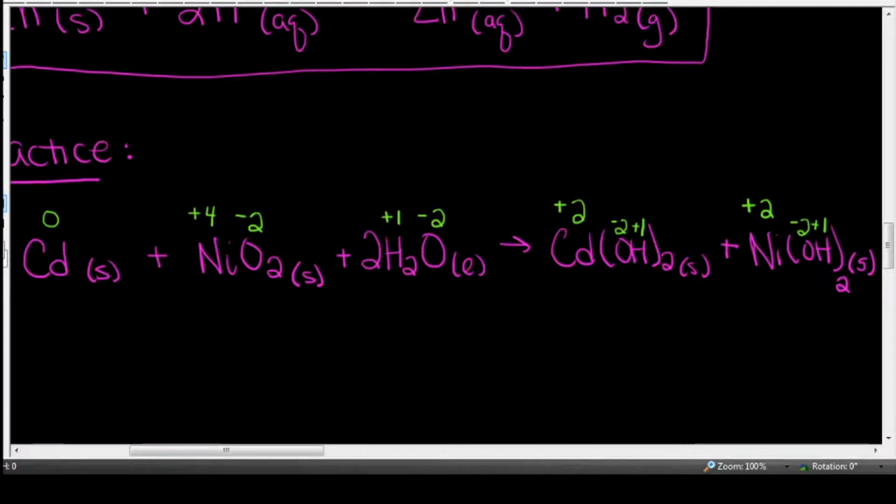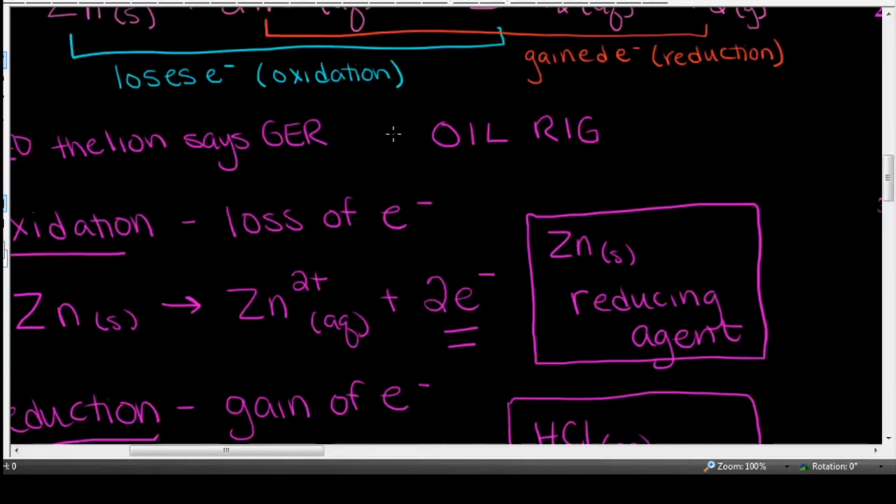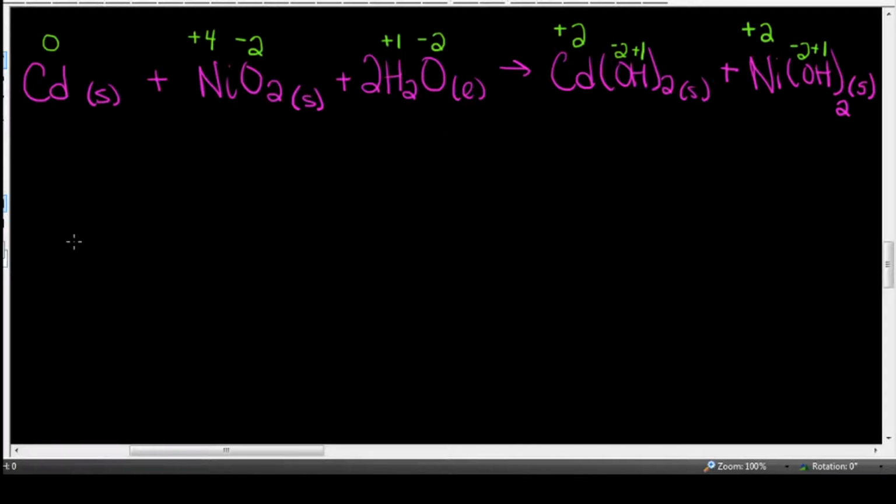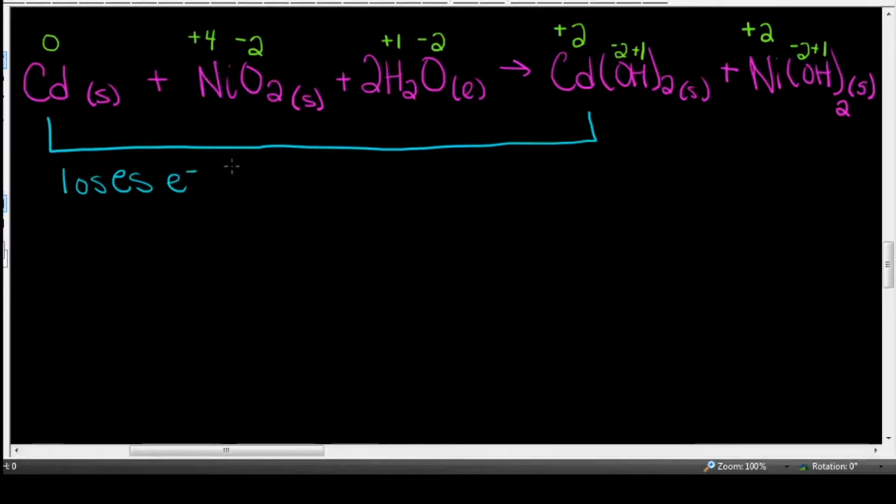What color did I use? I think I used blue. Let's double check up top. I used blue for the oxidation or the loss of electrons. Okay, so let's find the oxidation or the loss of electrons. We can see here that the cadmium is going from a 0 to a +2. So that, in fact, is my loss of electrons. This is a loss of electrons. This is my oxidation for this reaction.